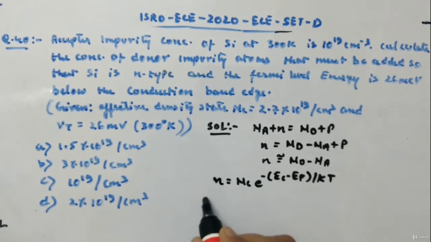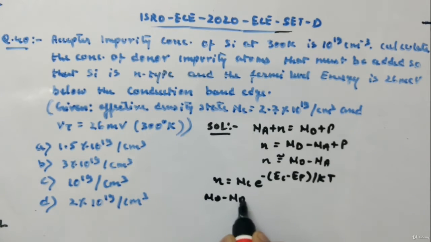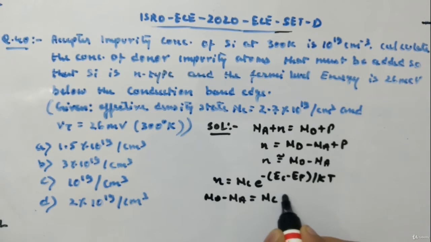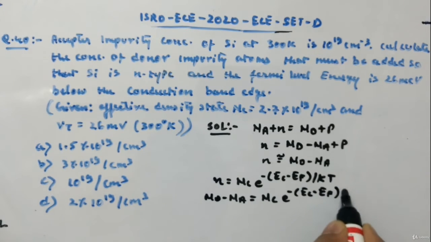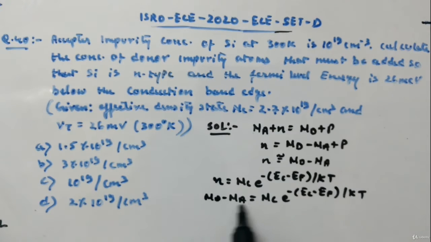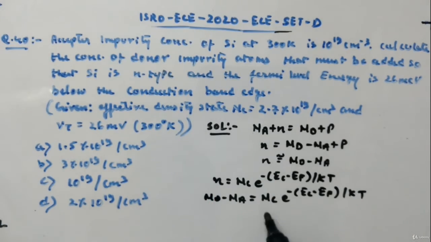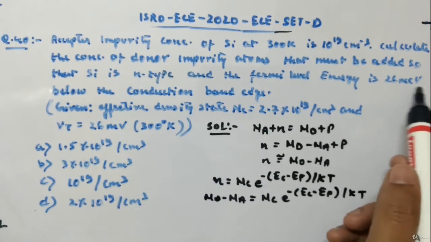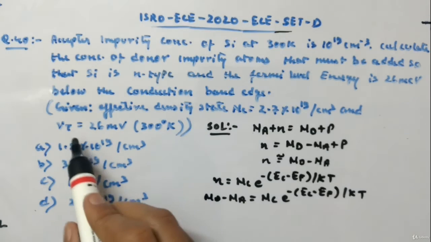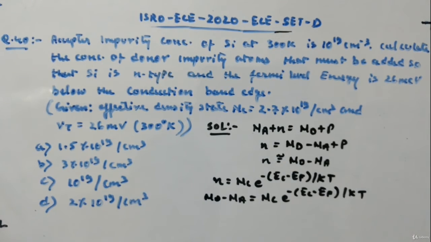So this will become Nd minus Na is equal to Nc e to the power minus Ec minus Ef divided by Kt. Okay, so all this we know. The only thing required is this Nd. Na is given to us, Nd we have to find, and Nc is given. Ec minus Ef is 26 milli electron volt, and Kt by Q we can use here as the volt equivalent of temperature.